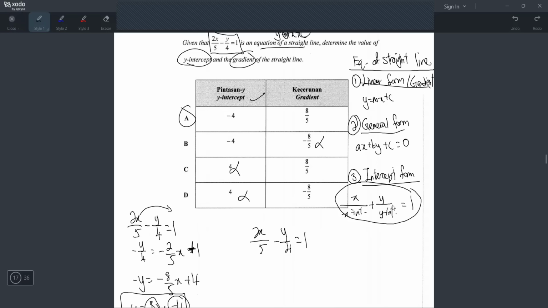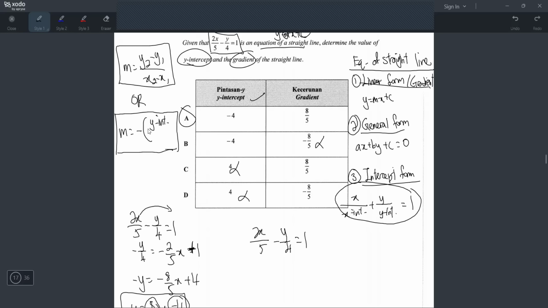But sir, if you change to intercept form, how to get the gradient? Okay, I'll show you later. Because gradient has two formulas, sebenarnya. The first formula for gradient is y2 minus y1 over x2 minus x1. This is the formula that everyone is familiar with. But there's actually another gradient formula, and this formula, we jarang guna lah. Because only in special cases can I use this formula. The formula is negative y-intercept bahagi x-intercept.